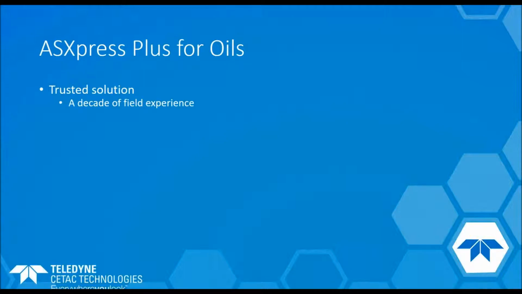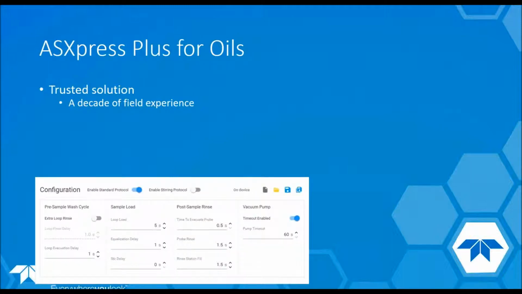So I mentioned earlier that the Express has been tailored for the oils market. What I mean by that is there are a few details I want to go into. One is that it's a trusted solution. We've been running the Express Plus currently. Before that, we had the ASXpress, and before that, the DSA 7. While the ASXpress Plus itself was only released in 2011, its predecessors have been working in oils labs for very nearly a decade.